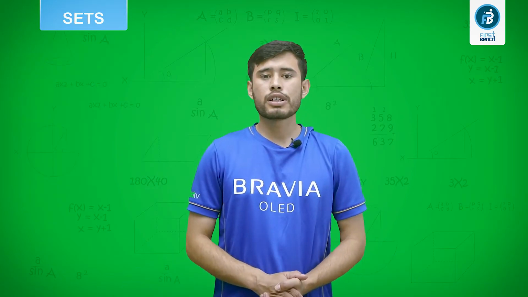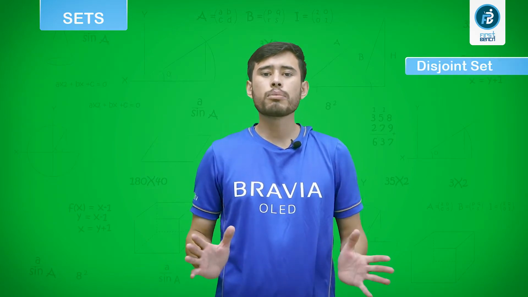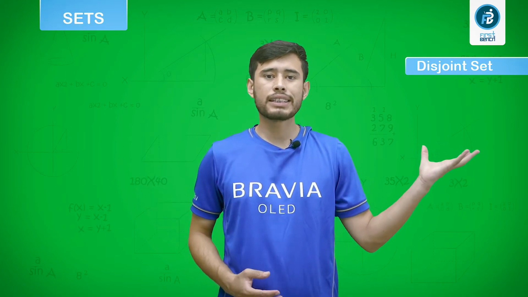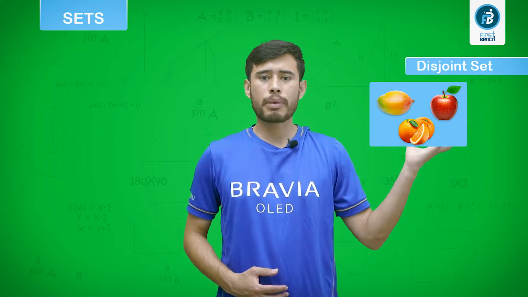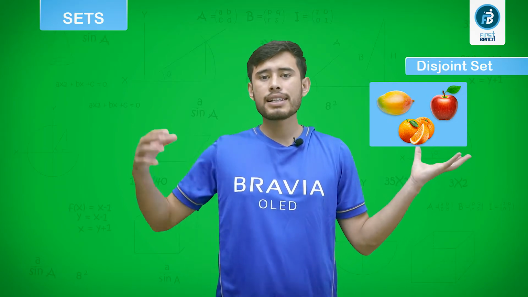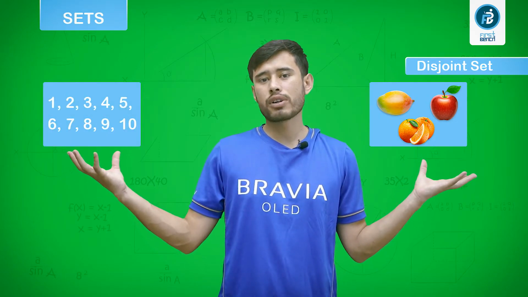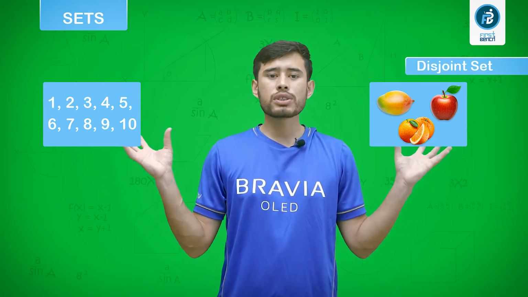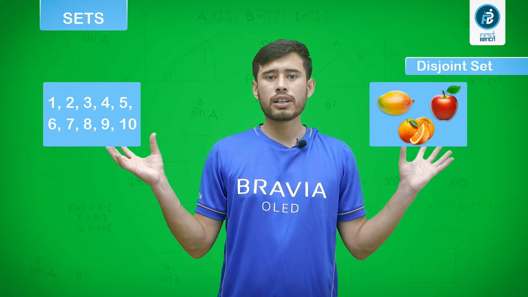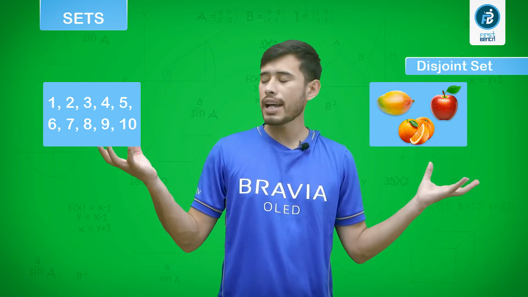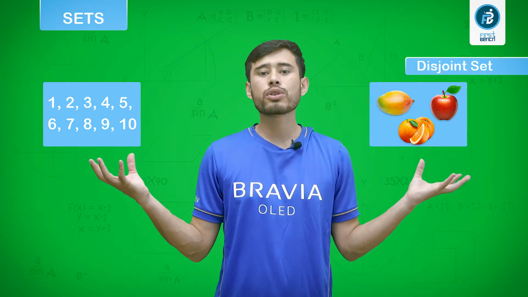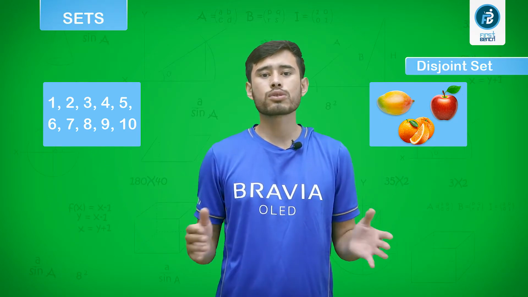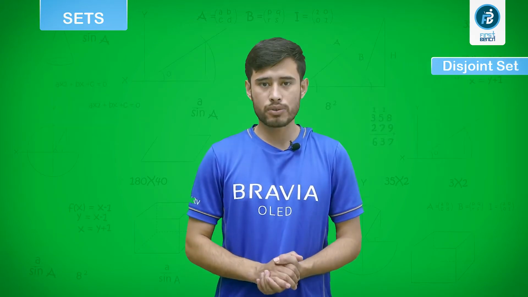Now we are going to learn about disjoint sets. Two or more than two sets are said to be disjoint. Suppose I have a set of fruits over here, that is mango, orange, apple, and another set that is the natural numbers 1, 2, 3, 4 up to 10. Now these two sets do not resemble each other. None of the elements in these fruits and in these natural numbers are common, so they are said to be disjoint. If there are no common elements in two or more than two sets, then they are said to be disjoint sets.